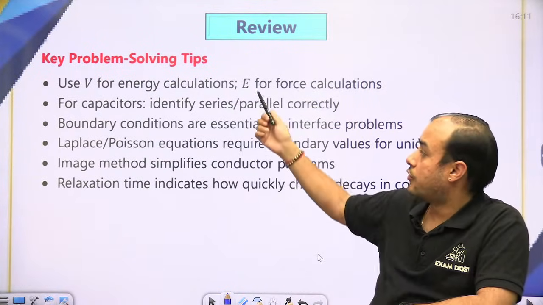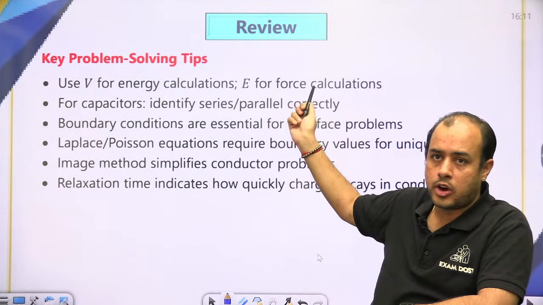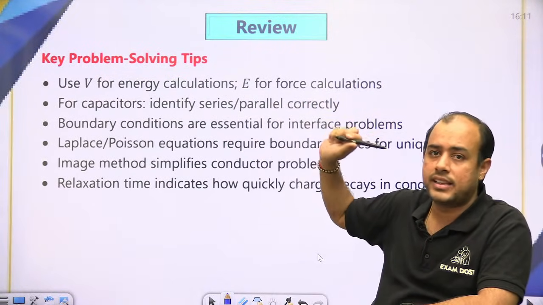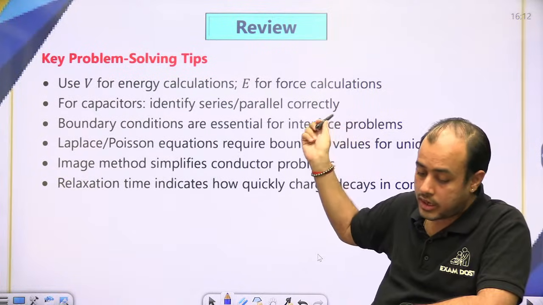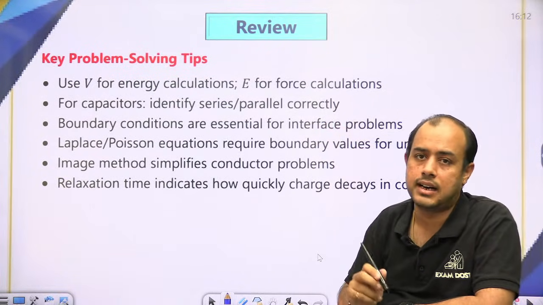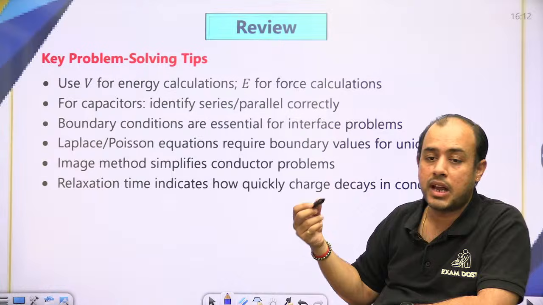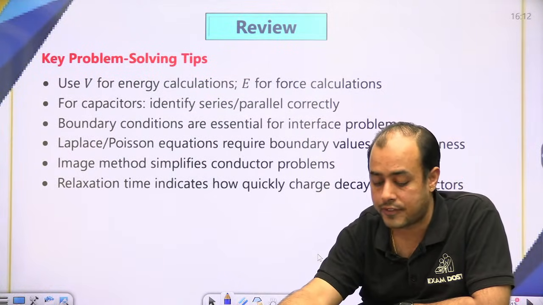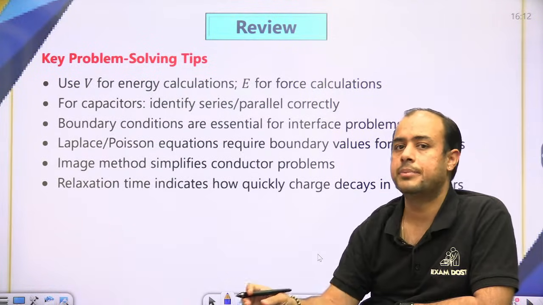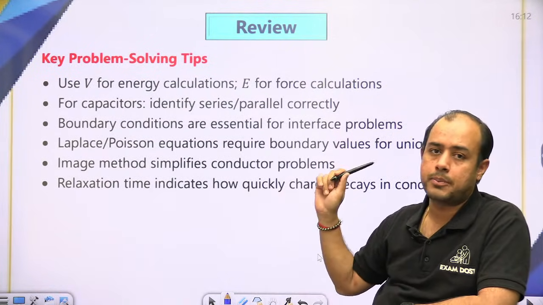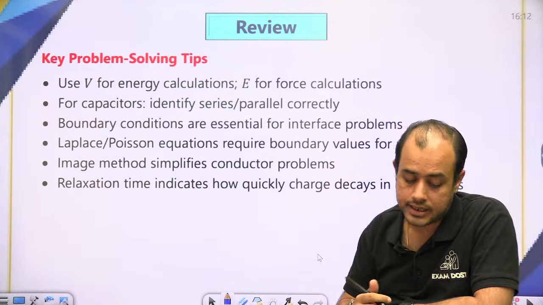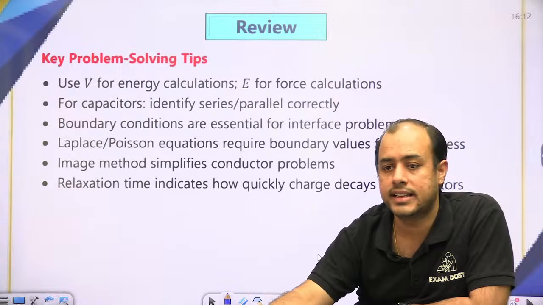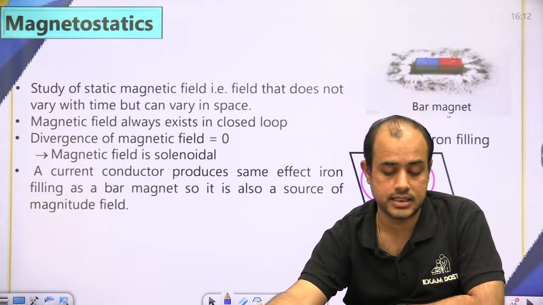So for energy, use the potential. For force, use the electric field. For capacitor, correctly identify the series or parallel connection. For interface problems, remember the boundary conditions. Laplace-Poisson equations are used when potential is given at different values of coordinates. Image method will simplify the problem where there is an infinite conducting plane, and relaxation time will tell you how quickly the charge decays in a conductor.